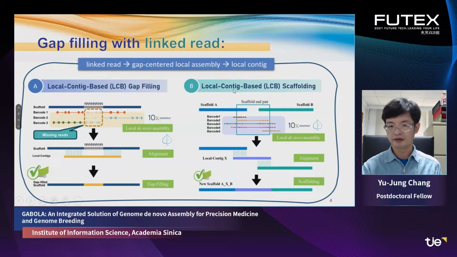Similarly, we can do local context-based gap filling. This is two scaffolds, scaffold A and scaffold B, from the tail of scaffold A and the head of scaffold B. We can also do the local remapping and local assembly, and try to fill the gap between the two scaffolds.